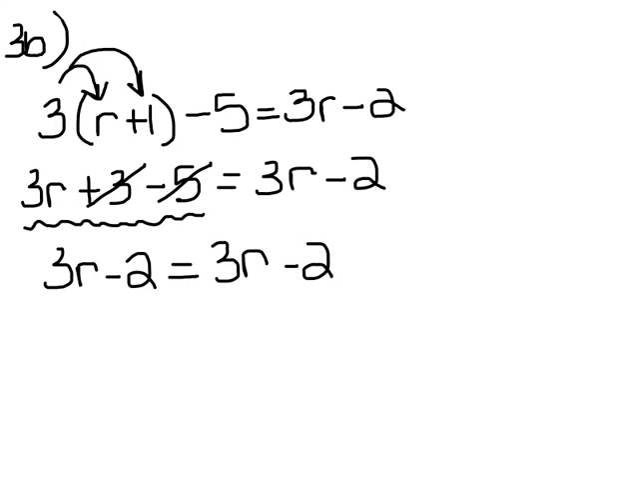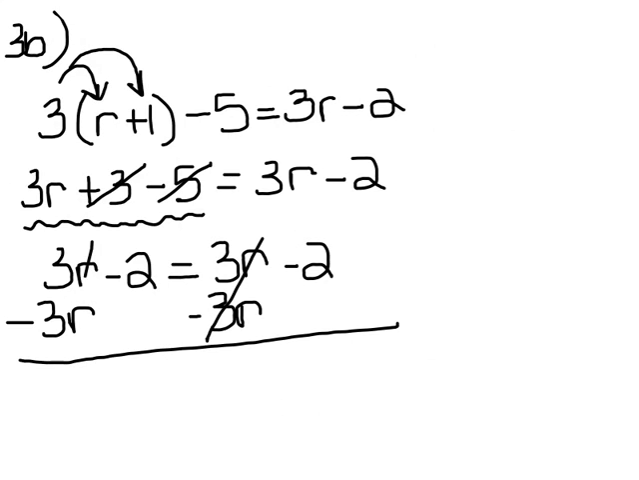Our next step would be to move our variables to one side. So I'm going to move this 3r right here on the right side to the left side, and it crosses off. When we do this, however, both 3r's cross off, and we end up with negative 2 equals negative 2. Again, all of our variables have crossed off, so we have a special case. However, in this case, negative 2 does equal negative 2. So our answer is all real numbers.